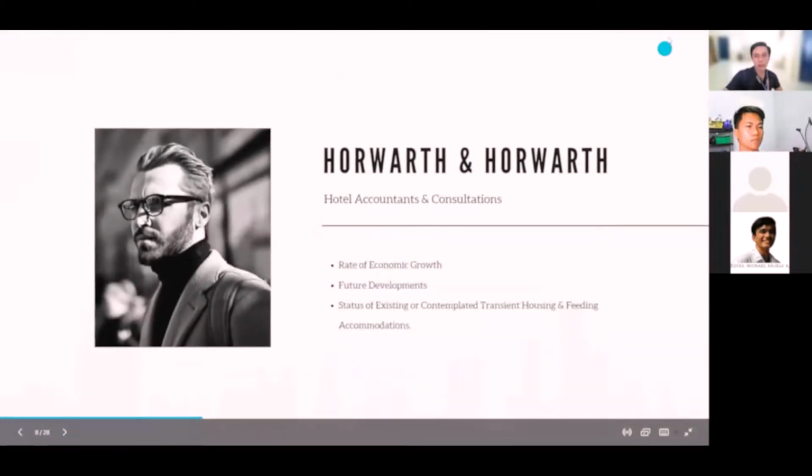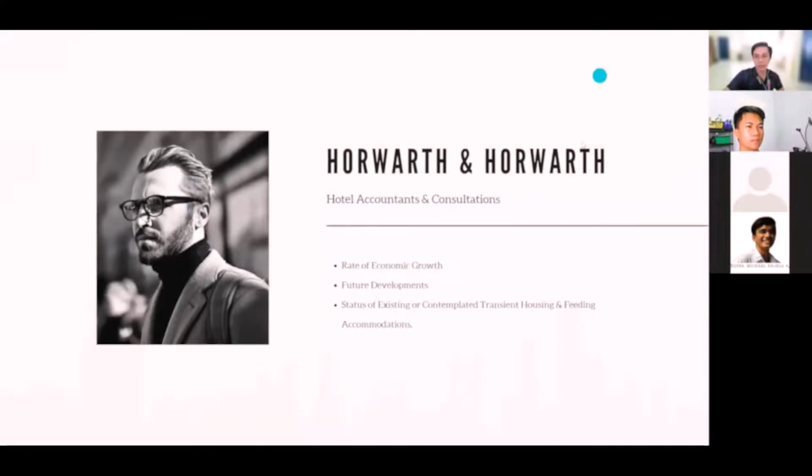So according to Horwath, pero hindi siya to guys. Template lang yan. Hindi siya si Horwath and Horwath. So wag niyo na lang pansinin yung picture. Hotel accountants and consultation. So Horwath and Horwath is a hotel accountant and consultant. So a good motel is based on these three considerations.